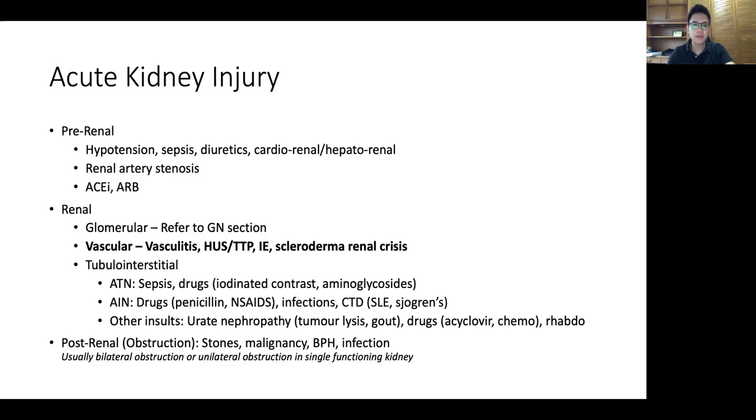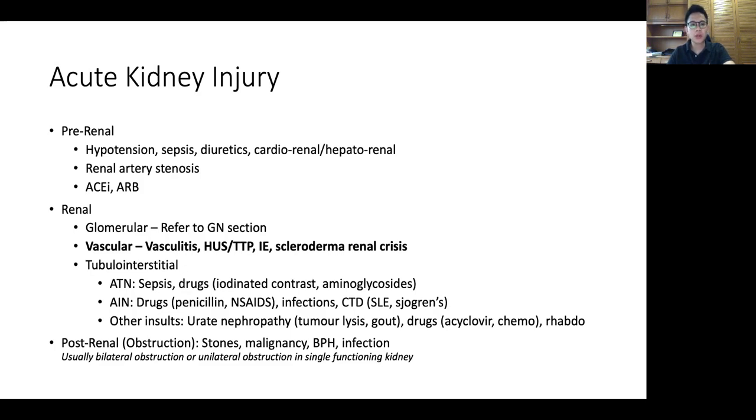In terms of large vessel disease, renal artery stenosis, especially if it's bilateral, can cause acute kidney problems as well, on top of having a precipitant such as initiation of an ACE inhibitor or ARB.